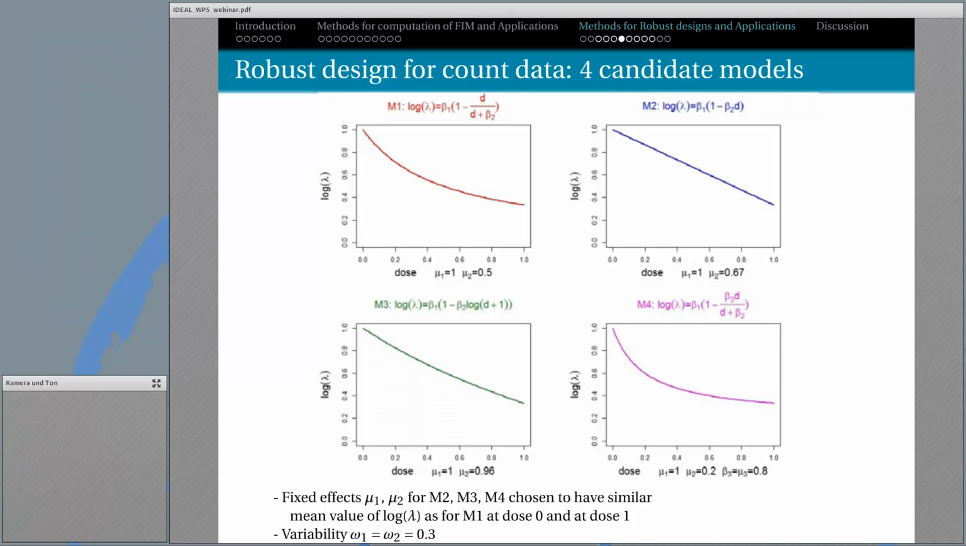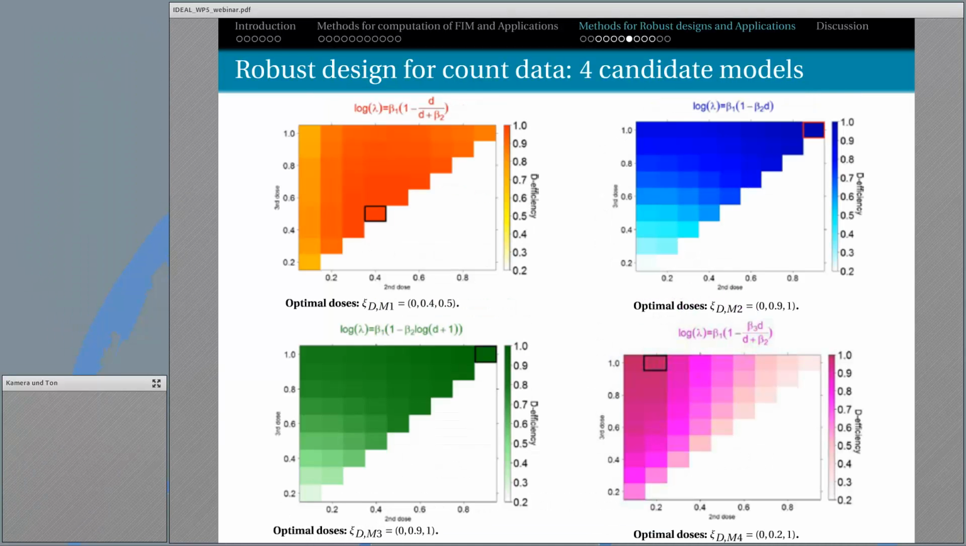So we use this first. We want to find what are the optimal doses for each model, and this is shown in that slide. Here, you see for each model a heat map, where you see the D-efficiency, and it decreases when you change the second dose or the third dose. The first graph, we already saw it. It's the optimal doses for our Emax model, 0.4 and 0.5.